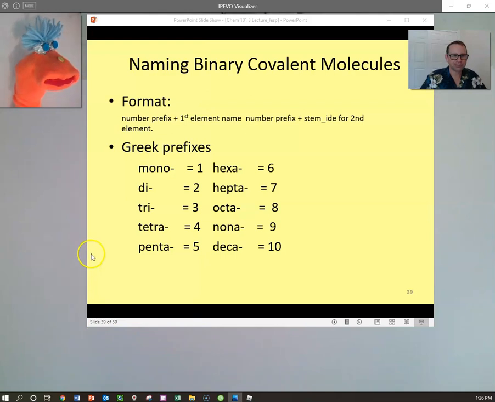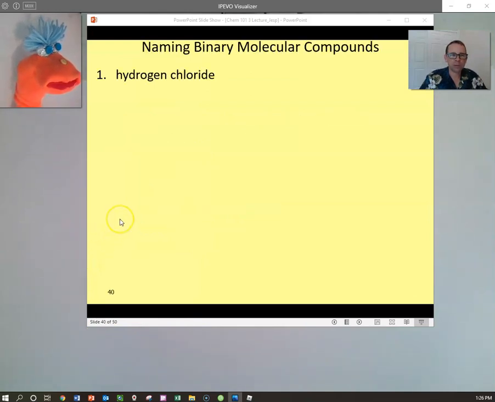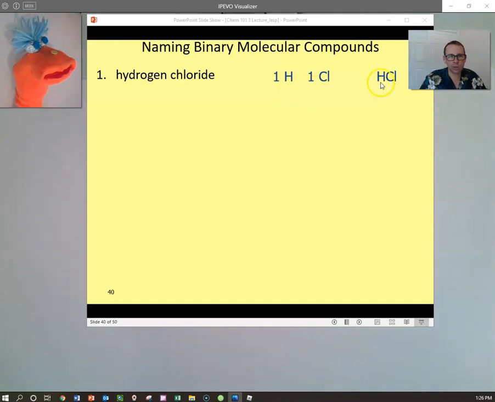Okay? So we use these prefixes when we're naming compounds. For example, hydrogen chloride, what elements do you think are in hydrogen chloride? Hydrogen and chlorine. That's right, hydrogen chloride, HCl. So we don't have to say monohydrogen monochloride if there's just one. You can just say hydrogen chloride.